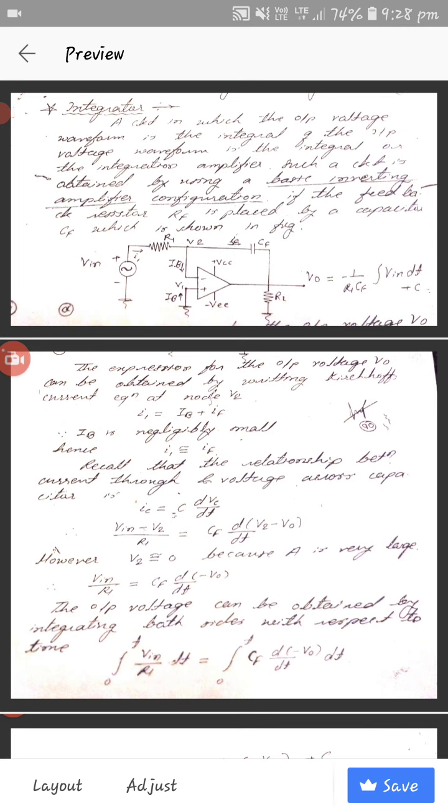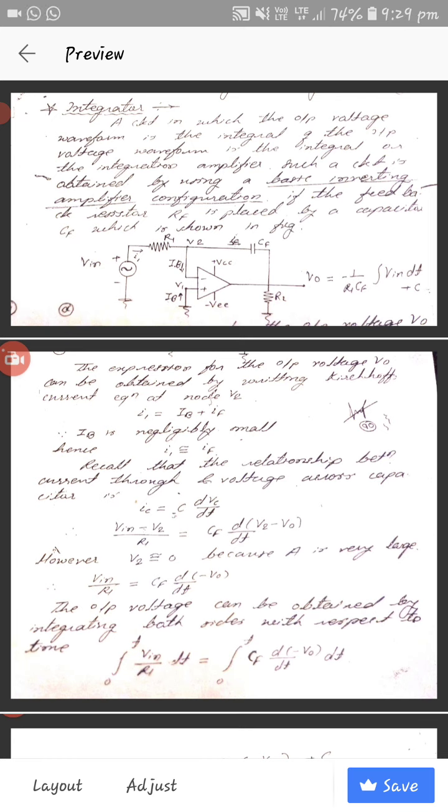That means this type of circuit, which gives an output waveform that is the integral of the input voltage waveform, is the integral or integration amplifier. Such a circuit is obtained by using a basic inverting amplifier configuration, that is, the inverting configuration of an operational amplifier.